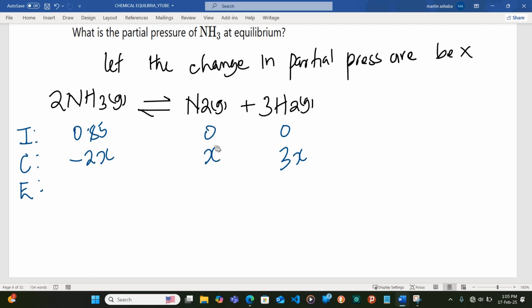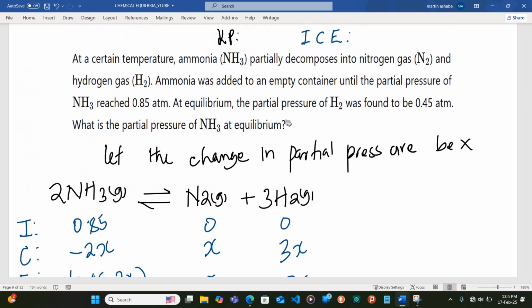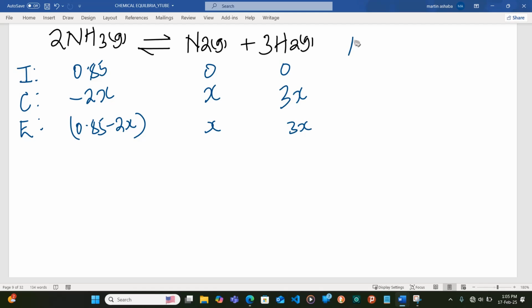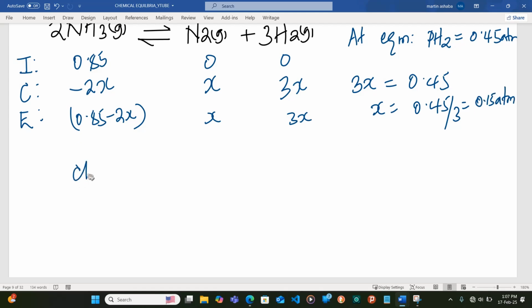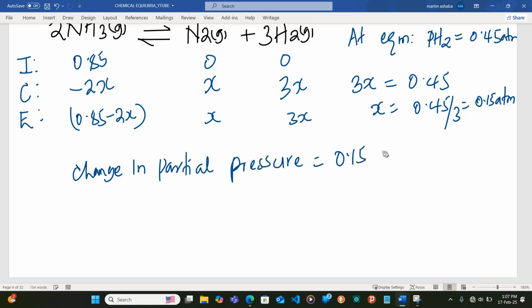At equilibrium, we just get the initial plus the change. So this becomes 0.85 minus 2x, this is x and this is 3x. We are told that at equilibrium, the partial pressure of hydrogen was found to be 0.45 atmosphere. But at equilibrium, the partial pressure of hydrogen is 3x. So 3x equals 0.45. Therefore, x is 0.45 divided by 3, giving us 0.15 atmosphere. So the change in partial pressure is equal to 0.15 atmosphere.